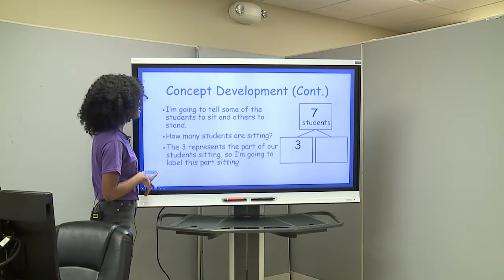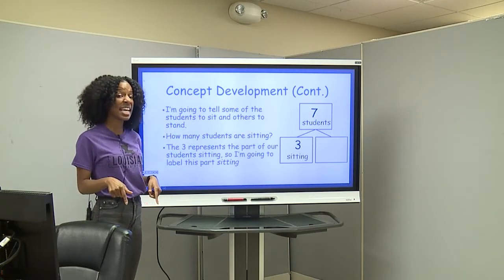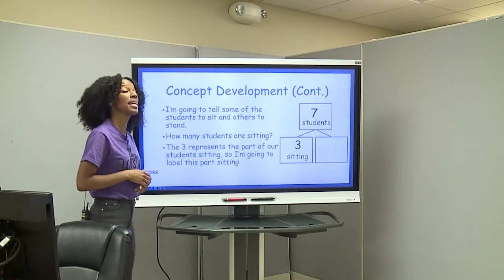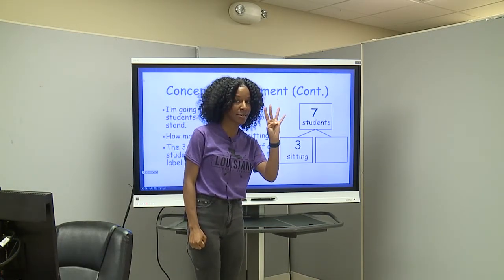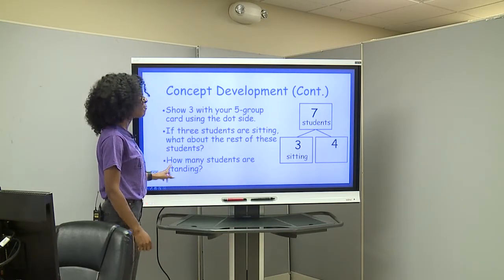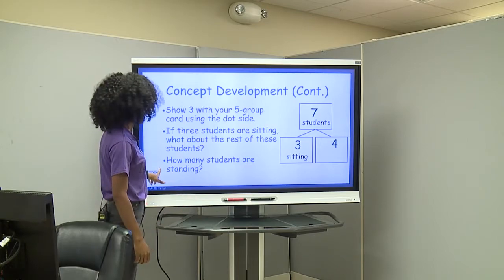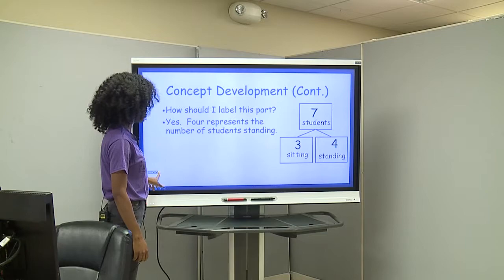Now, we have one last one that we can do. This time, we're going to talk about our same students, but 3 of them are going to be sitting, and guess how many? There's 7, and 3 of them are sitting. How many do you think are standing? Let's see if we're right. We're going to have 4, and we're going to label it standing. 4 standing. Okay, there we go.